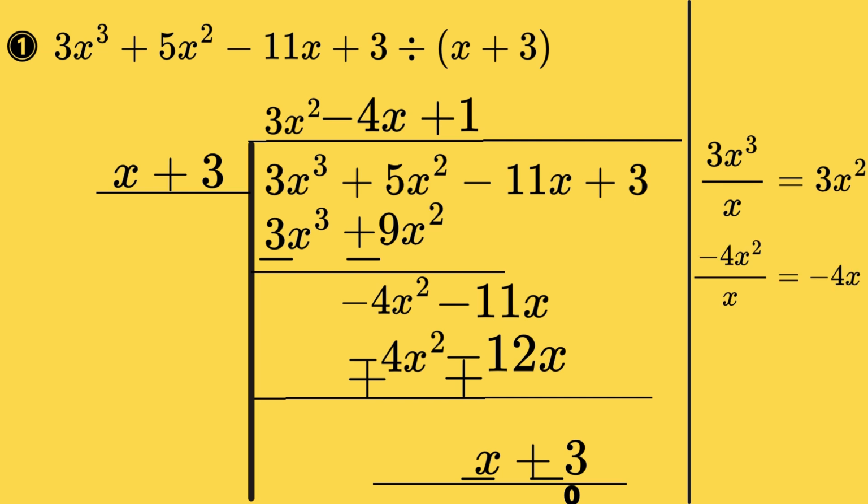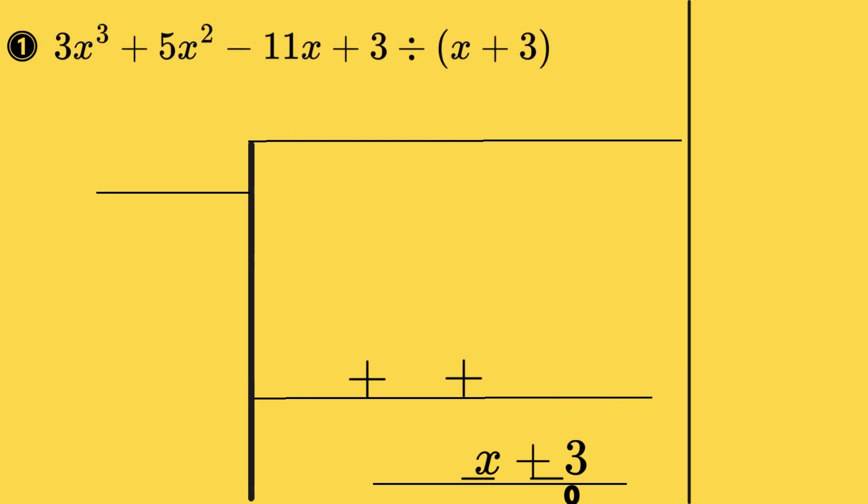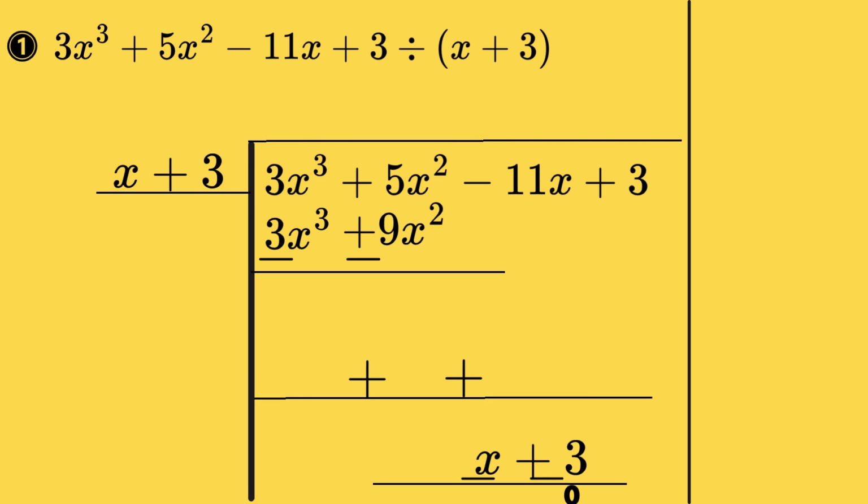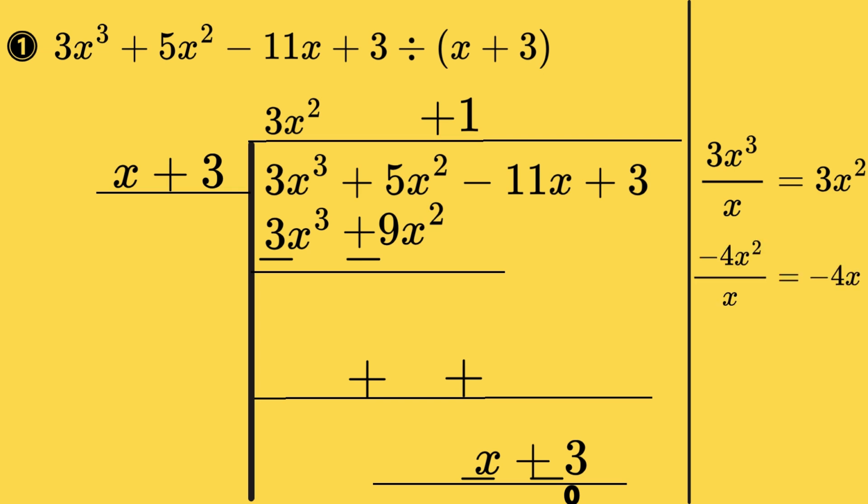Now our next step is to multiply 3x square by the second term of the divisor, which is plus 3, to give us plus 9x square. Now we will subtract 3x cube plus 9x square from 3x cube plus 5x square, and then you will get minus 4x square. Now we will bring down the next term of the dividend, that is minus 11x.